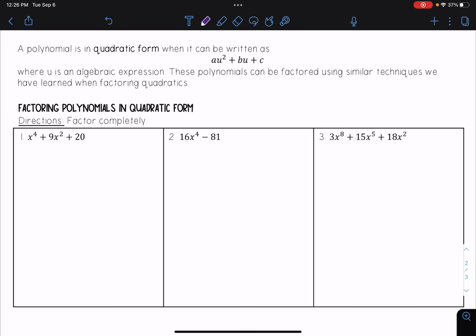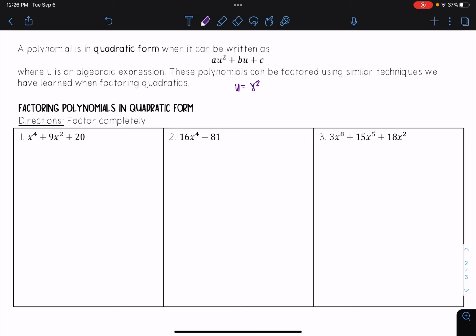In this video, we're going to be looking at factoring polynomials in quadratic form. A polynomial is in quadratic form when it can be written as au squared plus bu plus c, where u is an algebraic expression. These polynomials can be factored using similar techniques we have learned when factoring quadratics. For instance, u in this case could be x squared.